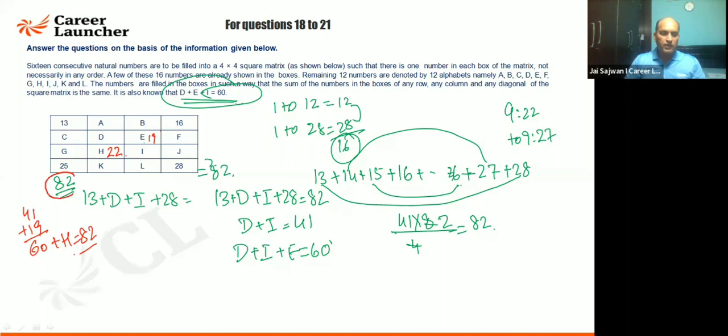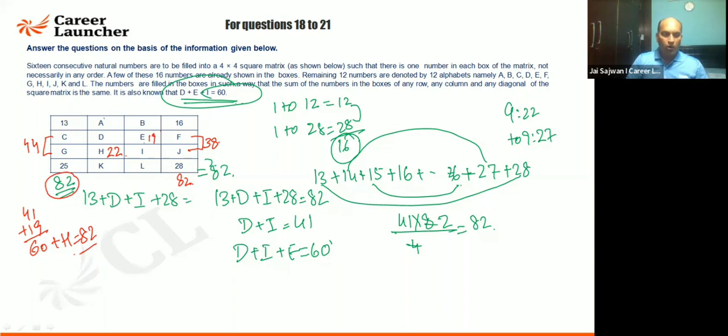Now, as I said, the summation of these values is 82, and the summation of these values will also be 82. So I can find out the sum of these two values. What is 13 plus 25? That is 38, plus 4 is 42. Here, 16 plus 28 is 44. This is 44, so the remaining value is 38, because the sum comes out to be 82 here. So 38 is the value which is coming here.